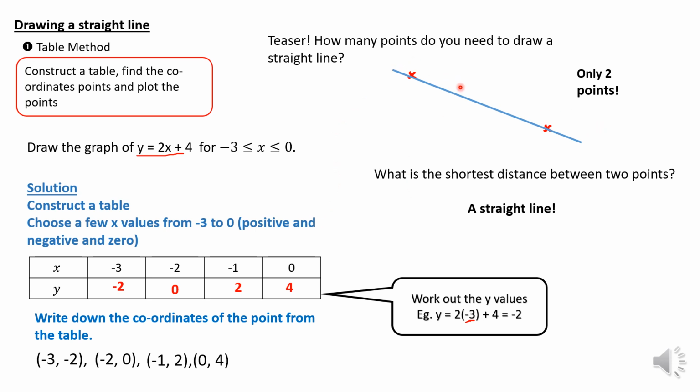You must plot them all. Although you only need 2 points to draw a line, you have to plot them all if they give you the table and they ask you to complete, and then you must plot all those points because you're going to lose marks.